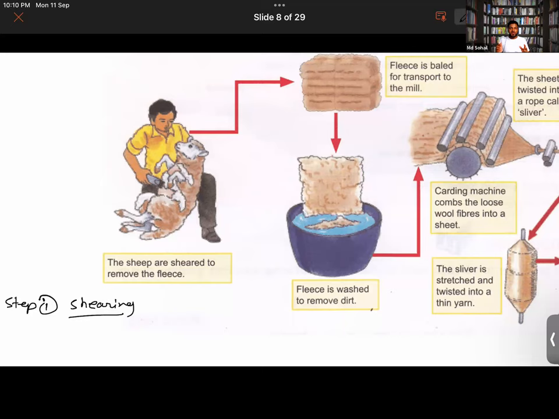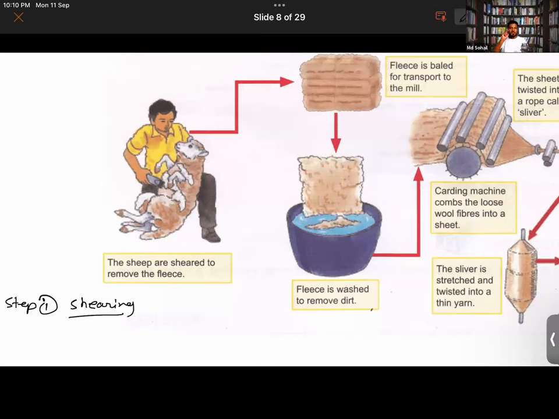So this process is called shearing. The person can be using a shaving machine also, similar to the shaving machine used by barbers. Why does this step of shearing not hurt the animal? Because it's an extra layer of skin that is actually dead.